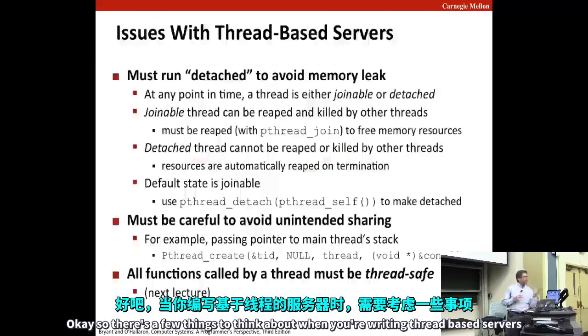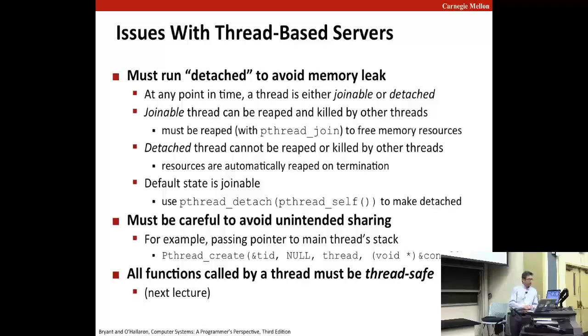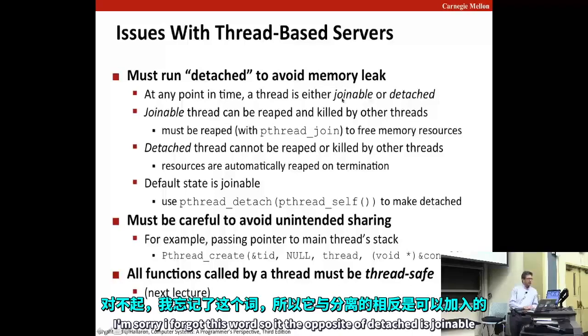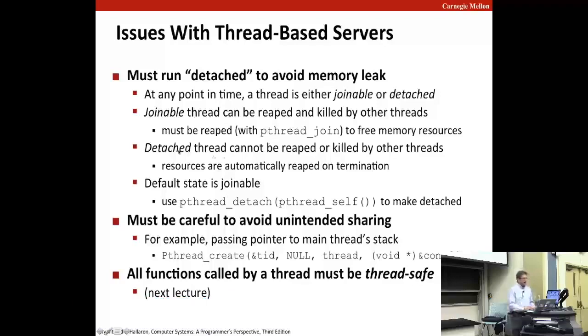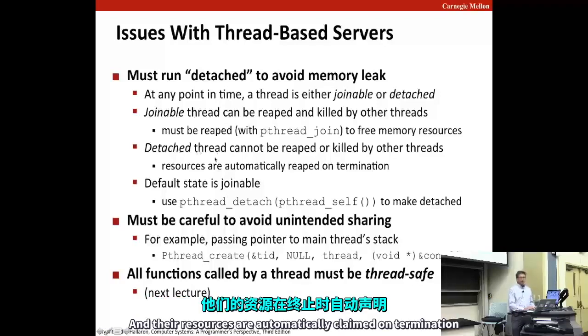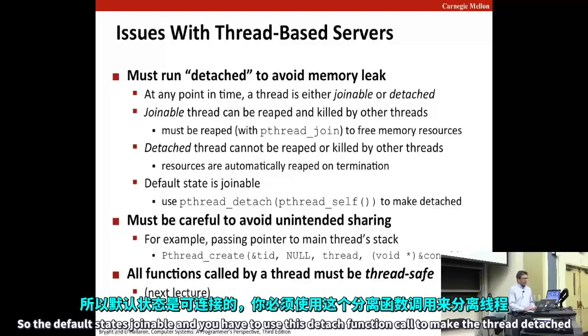Okay, so there's a few things to think about when you're writing thread-based servers. The first is that you need to run detached to avoid potential memory leaks. The opposite of detached is joinable. Joinable threads, like I mentioned, can be reaped and killed by other threads. Detached threads cannot, and their resources are automatically claimed on termination. The default state is joinable, and you have to use this detach function call to make the thread detached.